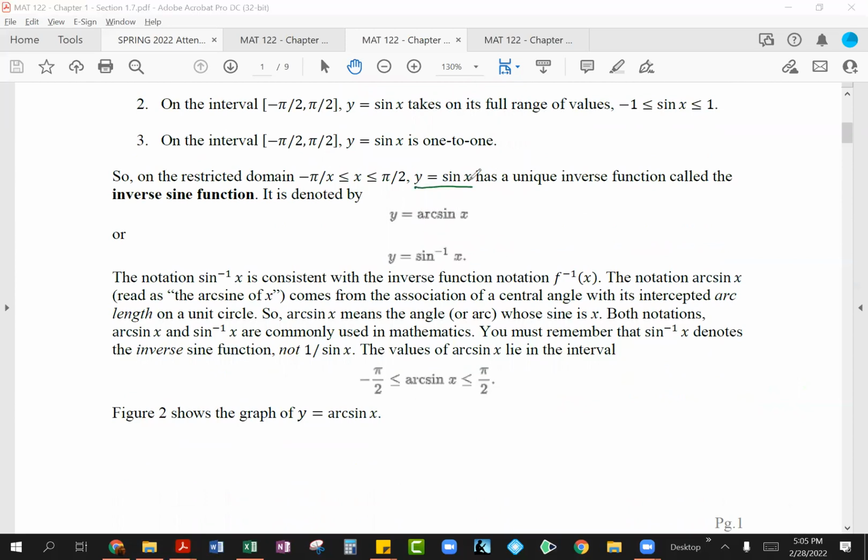your y equals sine of x function will have a unique inverse function, which is of course what we call an inverse sine function. You call it arc sine, or like I said, use the inverse notation by putting that sine to the -1 power. Now remember, that is not an exponent, guys. This is just a notation that we use for inverse function.